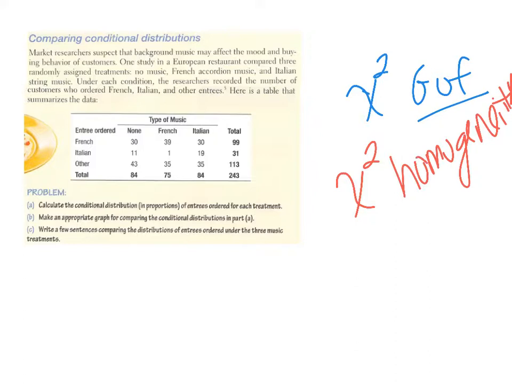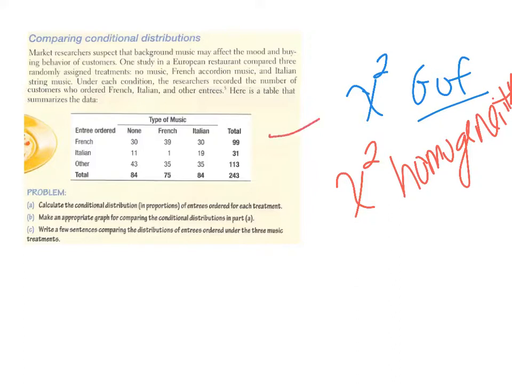And one of the things that we may need to do for that, okay, is we may need to look at our conditional distributions, our proportions. And so we're going to be using this example kind of all the way through. So in this particular example, we're looking at music, the type of music that's played, and then the entree that's ordered. So we're looking at two different categorical variables here.